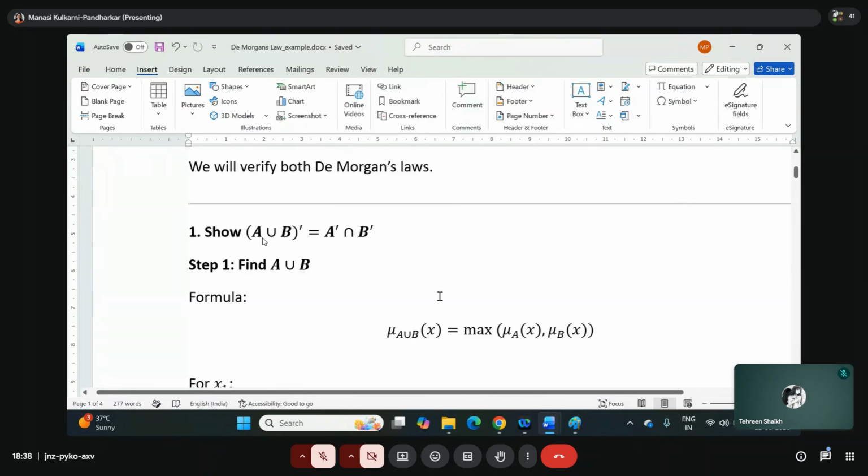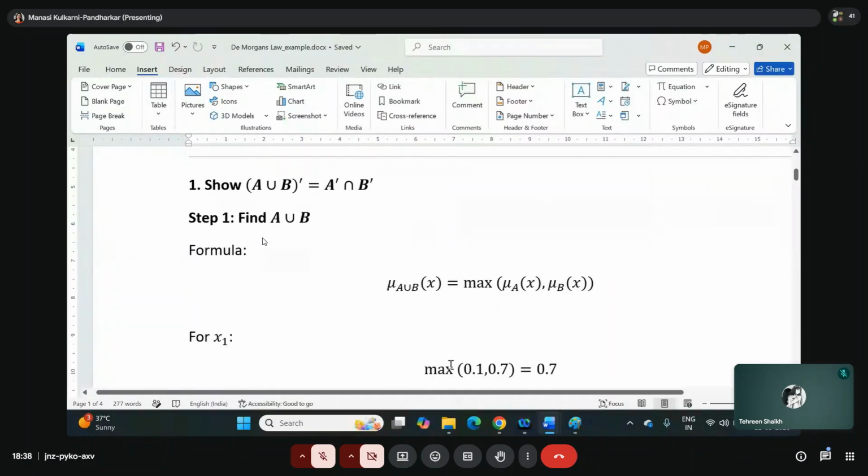So first of all, tell me, can I say when I wanted to show that this is equal to this one, first I need to find out the A union B in the fuzzy set. Am I right?